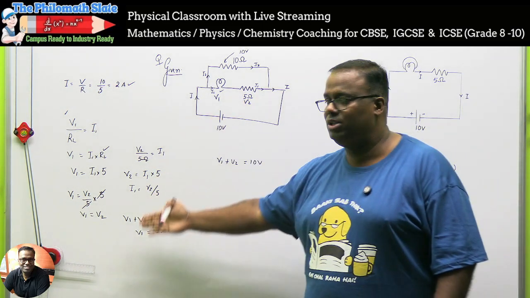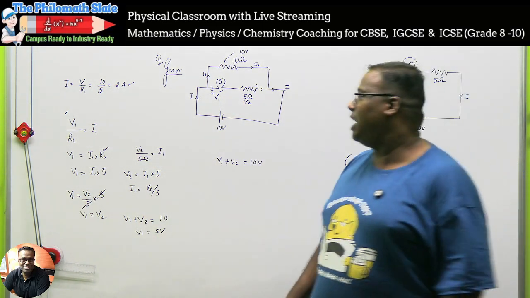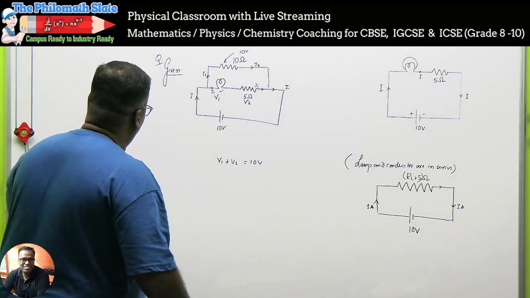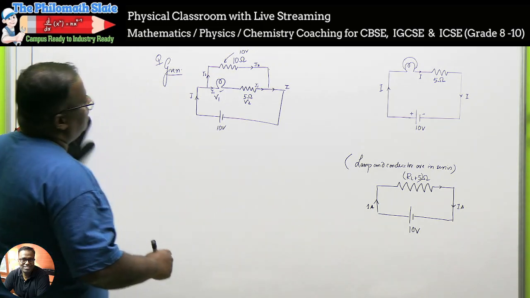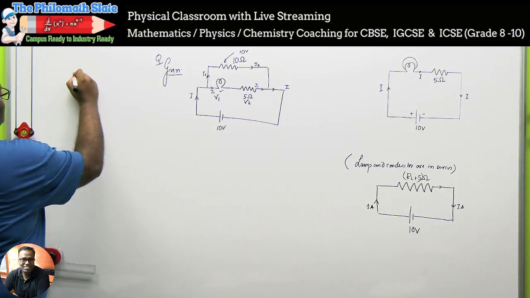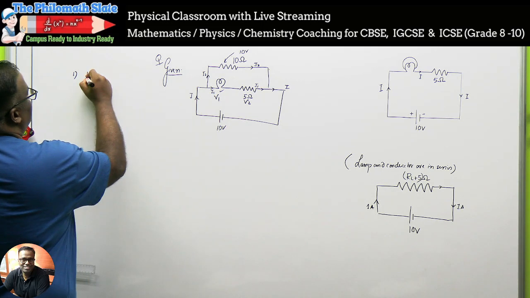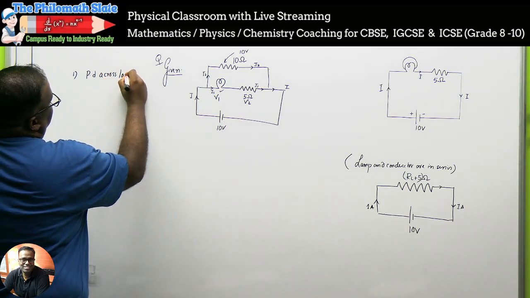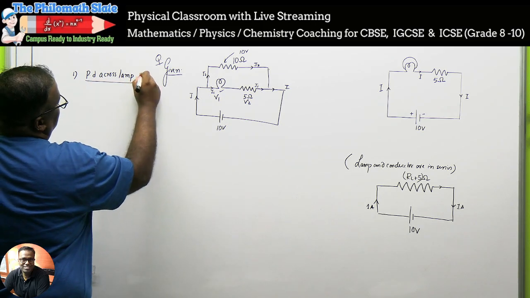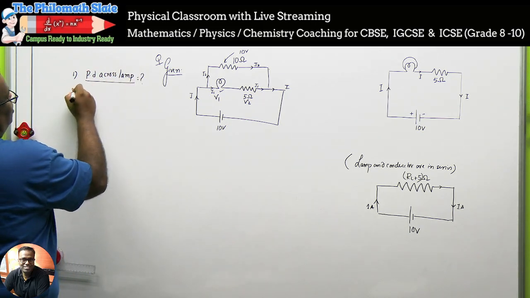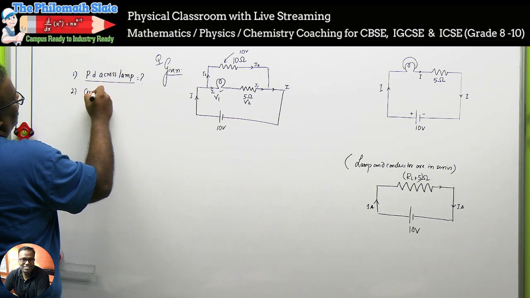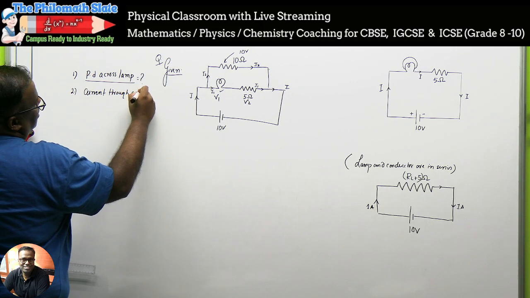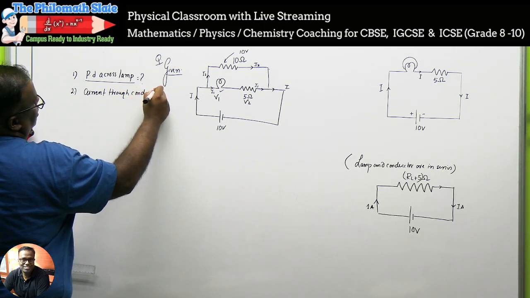Anyway, I have done it for you as well. Tell me what is not working, I will leave this and show you from the beginning, no problem, we have time. The first thing you have to find out is the PD across the lamp. This is what they have asked you. What is the PD across the lamp? And number 2, they have asked you what is the current through the conductor. Have you understood the question or not?